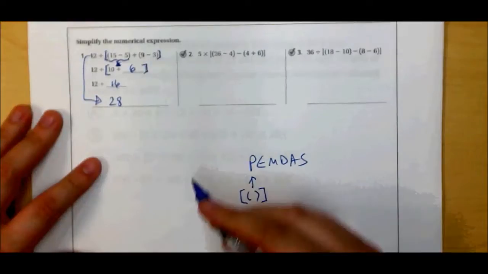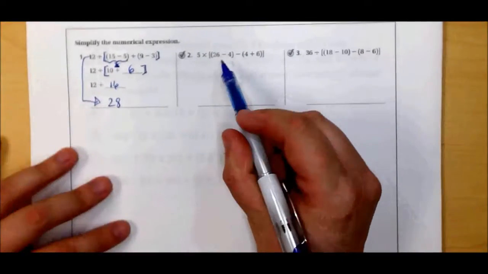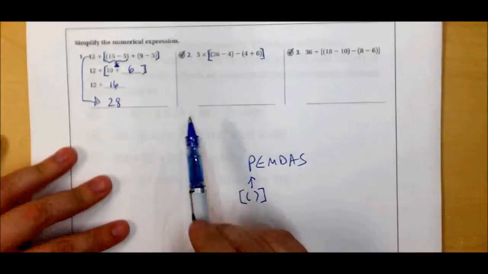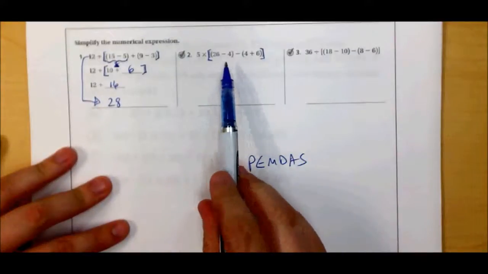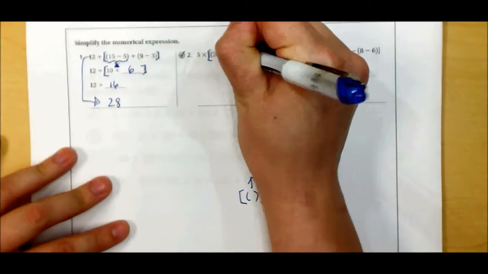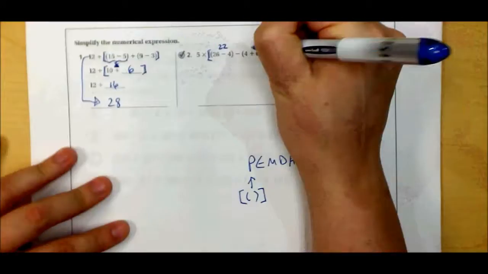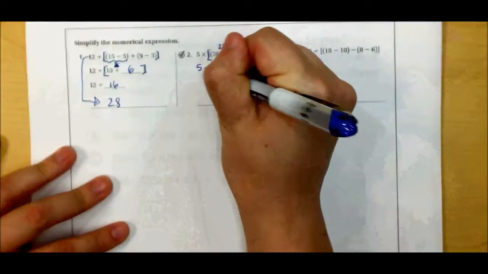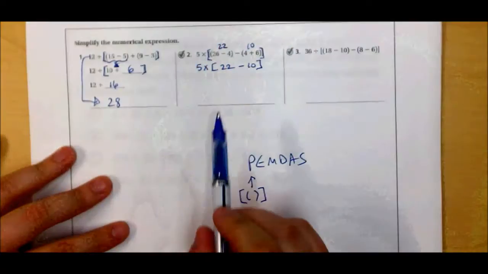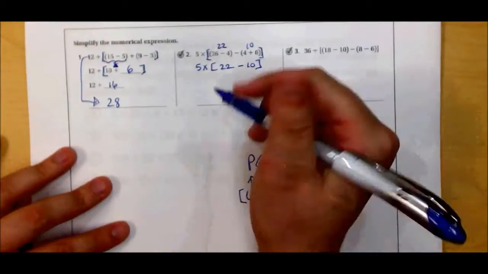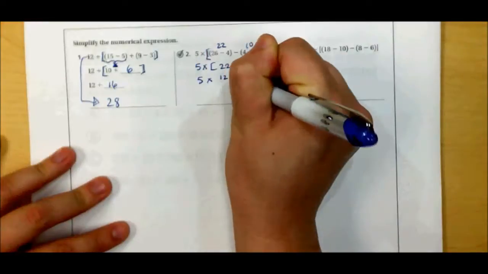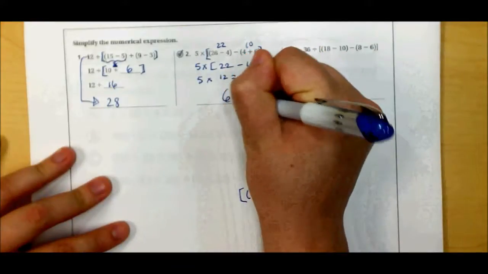So this becomes 28. Now this one, same thing. We have brackets surrounding some parentheses. So we do what's on the inside first. We do these parentheses. So 26 minus 4 is 22. 4 plus 6 is 10. So now I have 5 times 22 minus 10. Now 22 minus 10 are in brackets, so that becomes 12. I have 5 times 12, and that gives me 60.